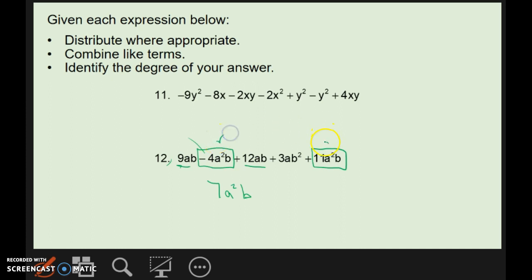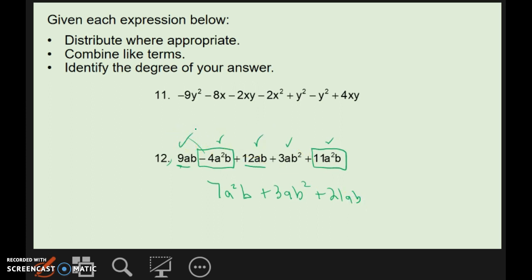The next thing I'm looking for, I don't have any more exponent of 2. So I'm going to lean towards this one being the next term because it's a to the first, but it's also b squared. Then we can add these together to give us 21ab because they're like terms. So we add the coefficients.